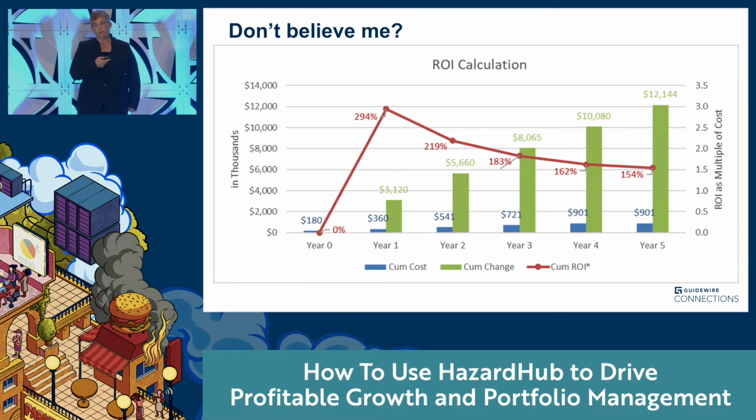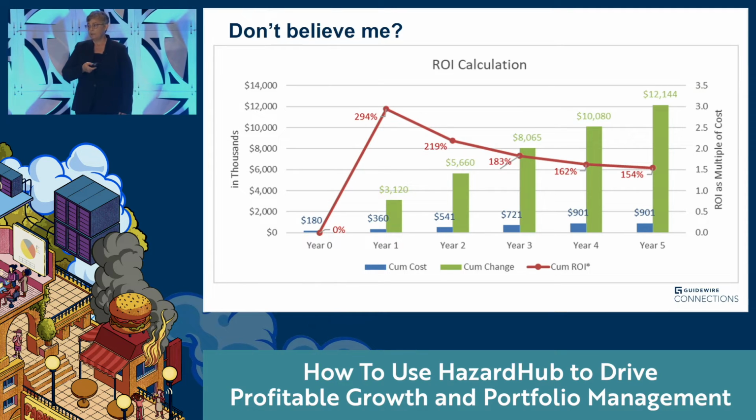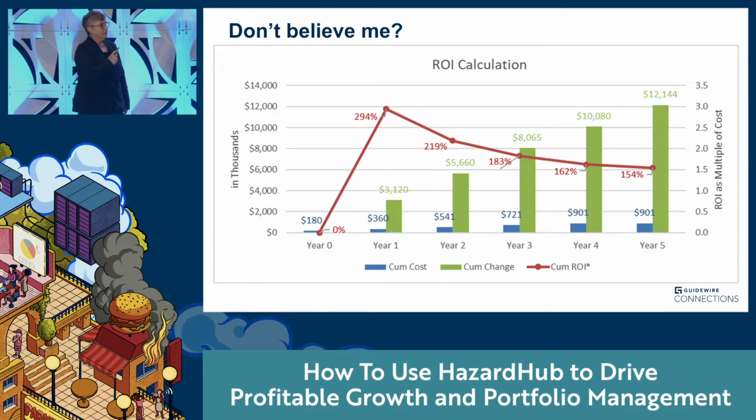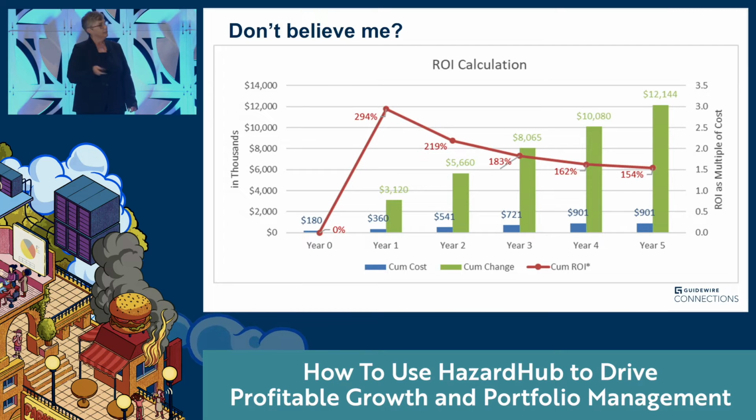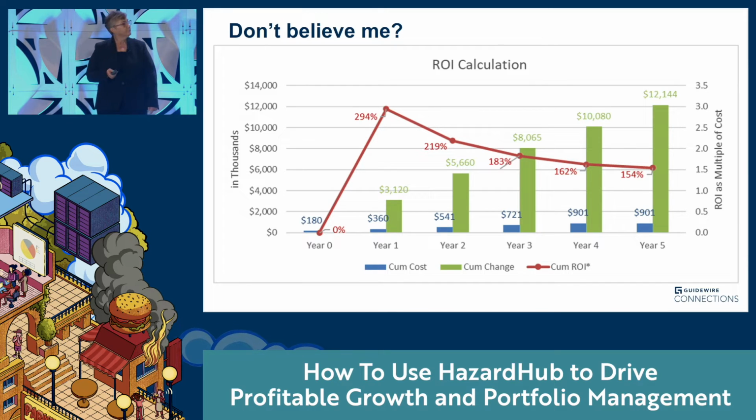So we've done this for lots of carriers. The numbers are always different, but the shape is always the same. The blue and the green lines are always increasing. The blue stays really flat, green grows really big, and then we see that ROI spike up and then level out over a 5-year period.